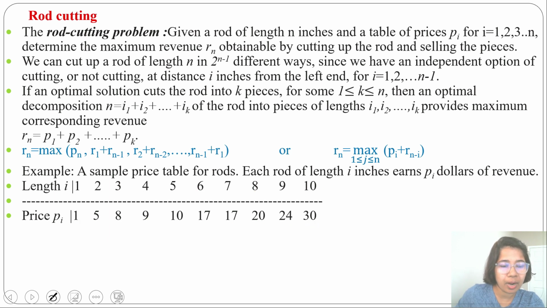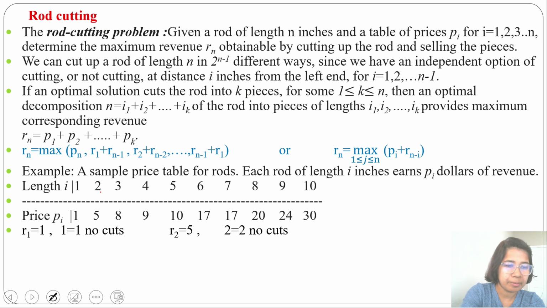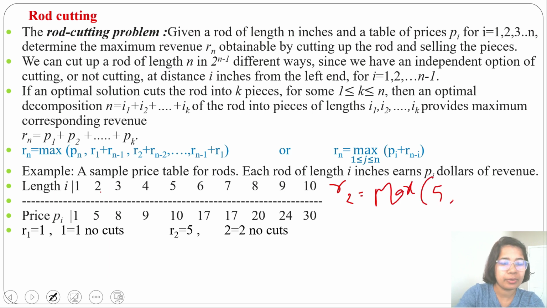Now for revenue, length 1 is the lowest, so with no cut we get revenue $1. Then what is the revenue for 2? Let me write it with this formula. R of 2 equals max of price of 2, which is 5, or we can do 1 plus 1, so 1 plus 1 will be 2. So the max of 5 and 2 is 5, without a cut.